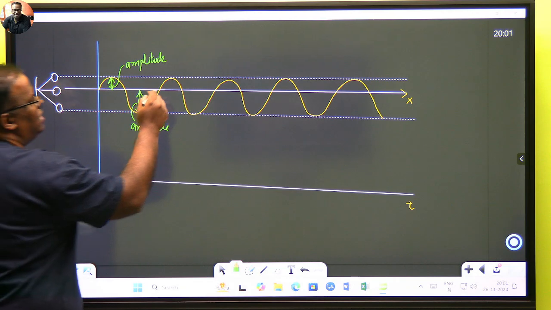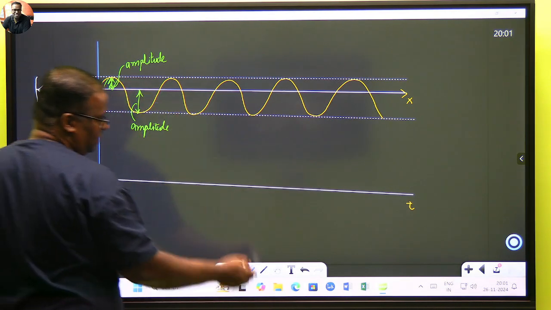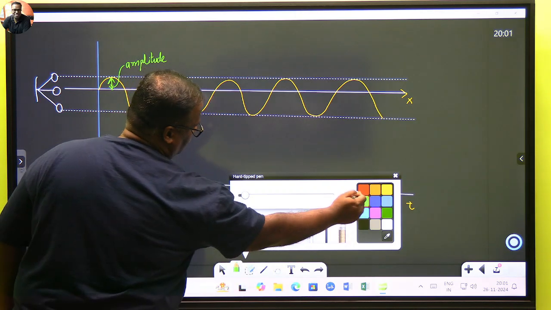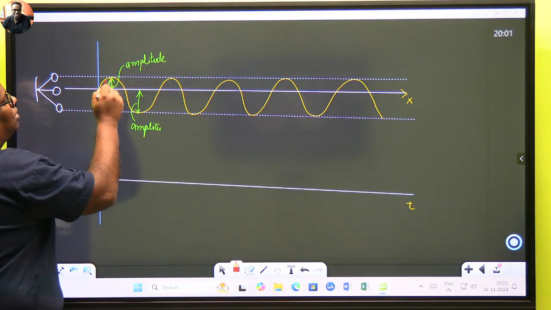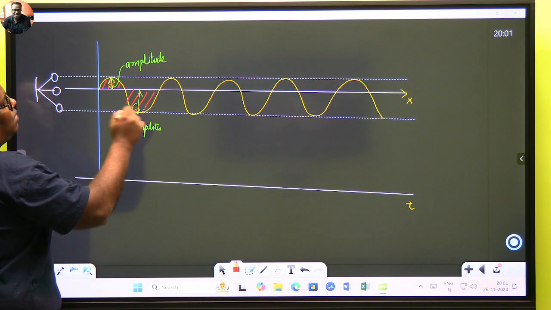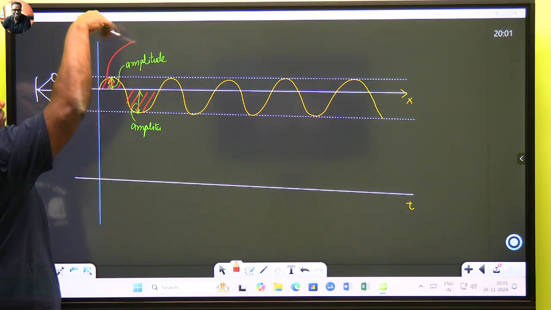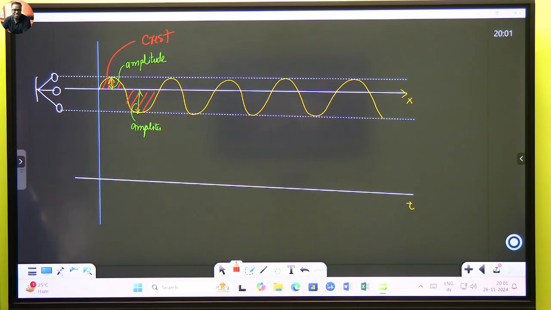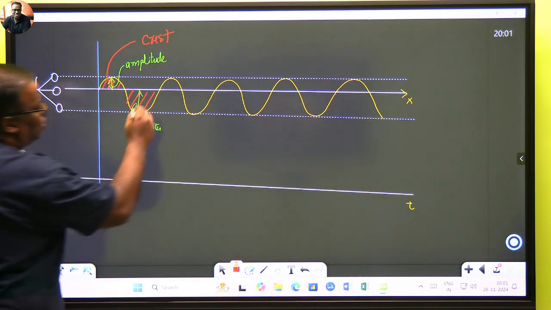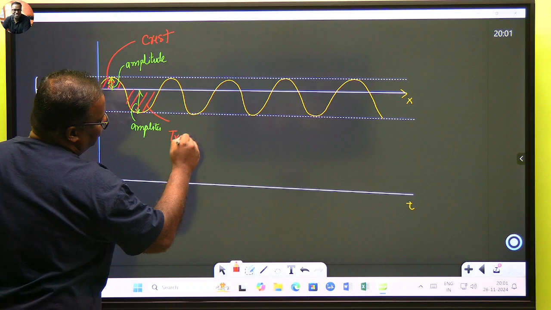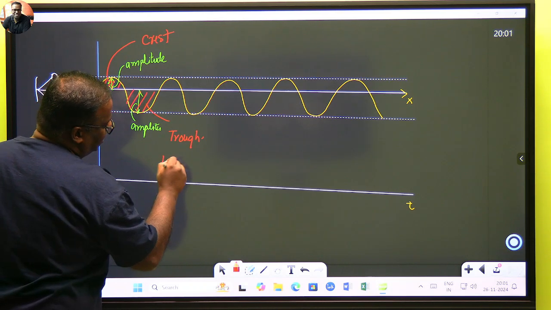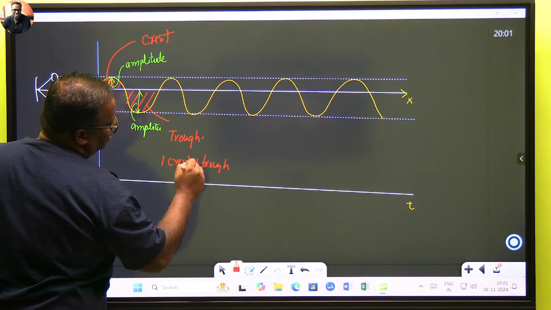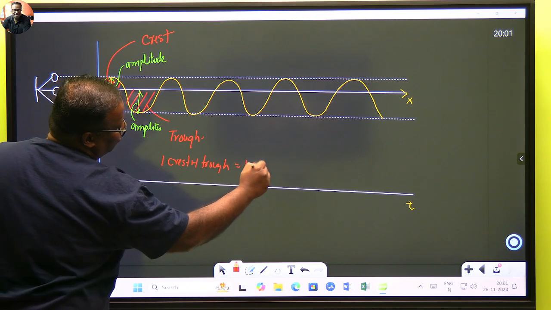This half semicircle, or the part that you see here, this half portion and this half portion, there are names for this. This one which is above the central position, in wave mechanics we call it crest, and the one which is down we call it trough. One crest plus one trough equals one cycle.